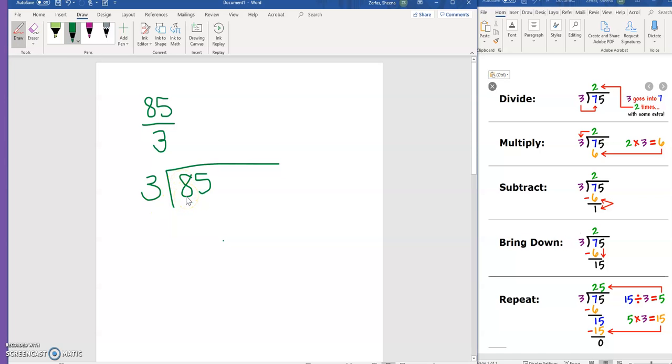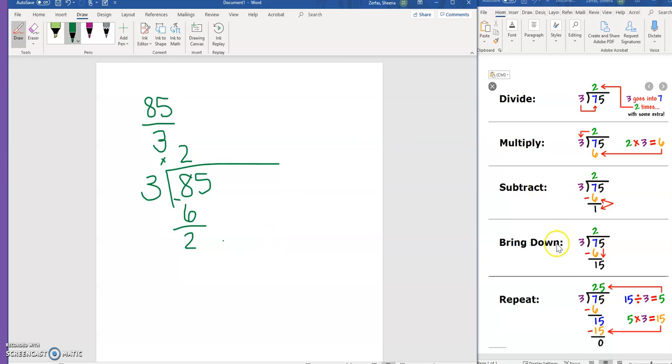Okay, thinking about your multiplication facts, we want to get 3 times something as close to 8, but not being larger. It might be helpful to have a multiplication chart open as we do these problems. 3 can go into 8 2 times, so the number goes up on top above the 8. Moving down, our next step is to multiply, so we're going to do 3 times 2, which will be 6. I'm going to put that directly underneath my 8 and subtract.